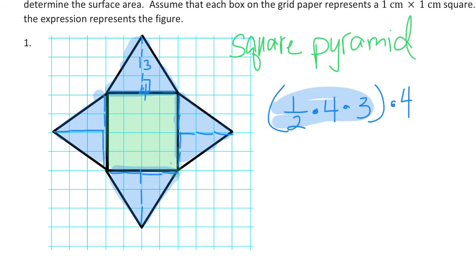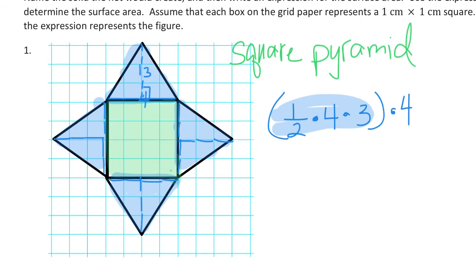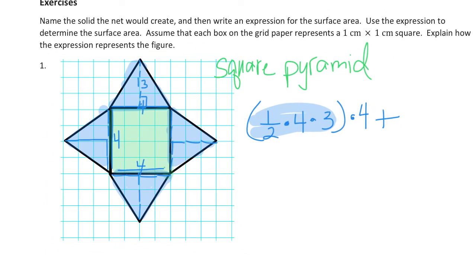Now, the next thing I would need to add to that is the area of the square. And the square is 4 by 4. And for rectangles, I multiply the base times the height. So 4 times 4. So that is my numeric expression to give me my area.